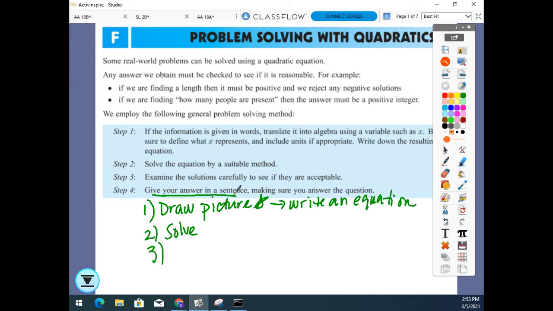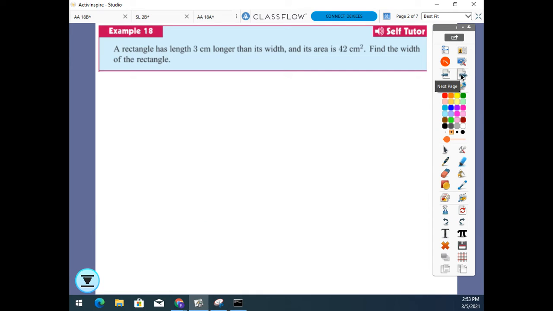And then this last one says give answers in a sentence. That's to make sure you're answering the question. So a lot of times in AP and IB, if you answer in a sentence, you can make sure that you're actually answering the question that is asked. So this just has one actual problem.